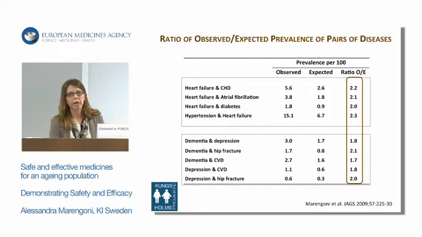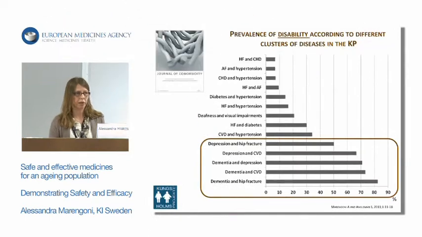We used these pairs of conditions that we identified with these methods in order to calculate the prevalence of disability in activities of daily living, so severe disability, according to these pairs of diseases in the Kungsholmen project. We found that the majority of disability in this population was explained by the coexistence of only 4 chronic diseases: depression, hip fracture, cerebrovascular diseases, and dementia, when they coexisted in different pairs.